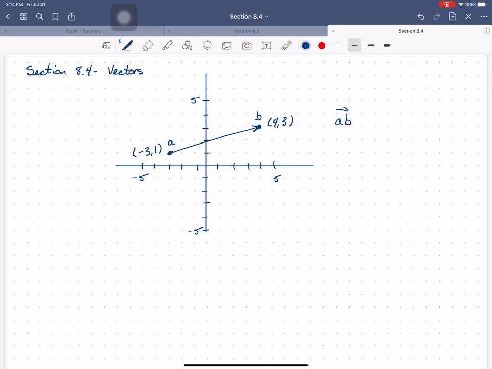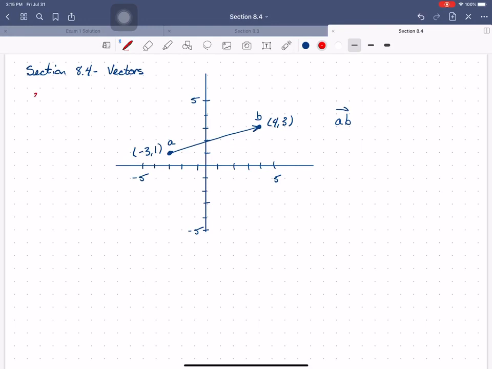Now, the vector AB means we move from point A to point B. And we can talk about how we can do this in a couple of different ways. Probably the most intuitive way to do this is in what we call component form. So when we define vectors, we need to talk about how far we're moving and in what direction. So generally we have two standard vectors.